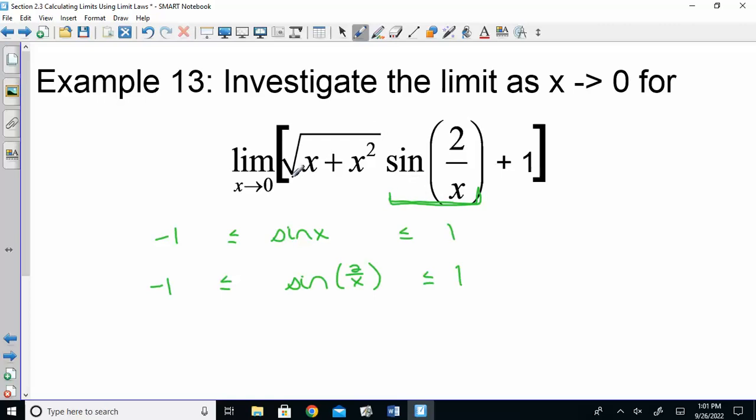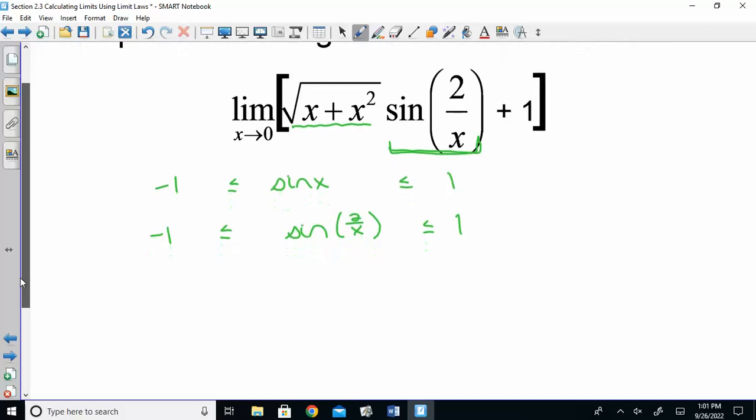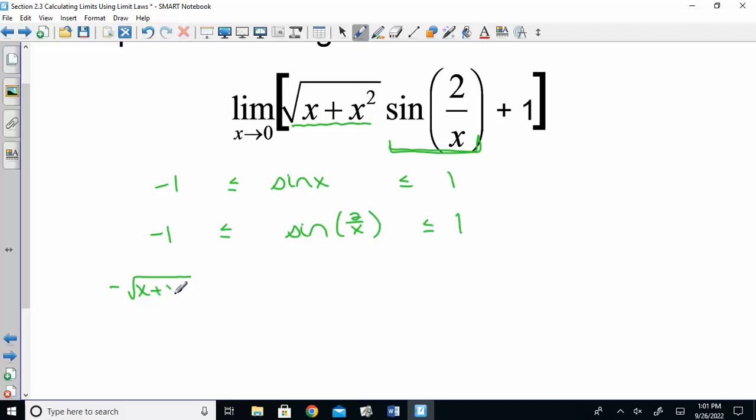Okay, so I've got this much. Now what do we need? Square root of x plus x squared. Yeah. A square root is a positive, so we can just take everything times that. So I would get a negative square root of x plus x squared less than or equal to square root of x plus x squared times 2 over x, less than or equal to square root of x plus x squared.